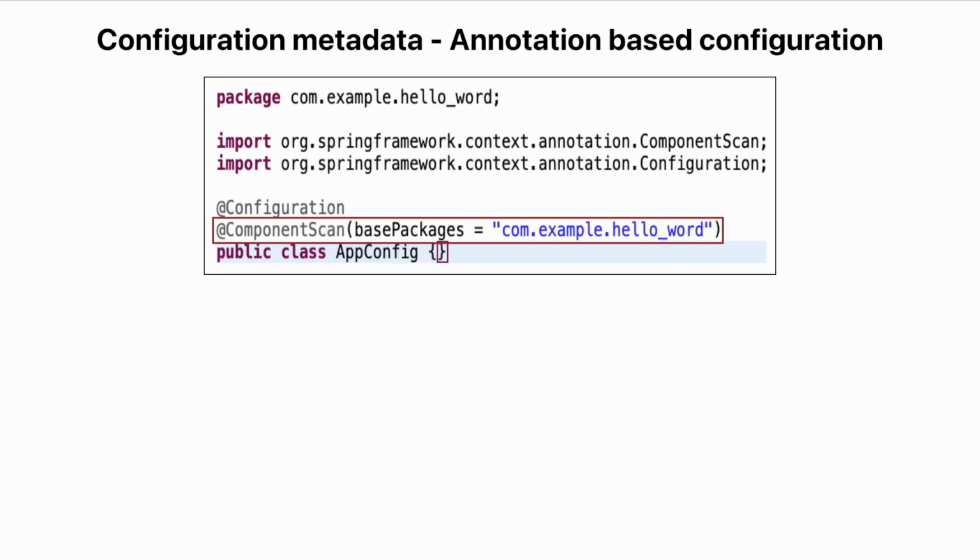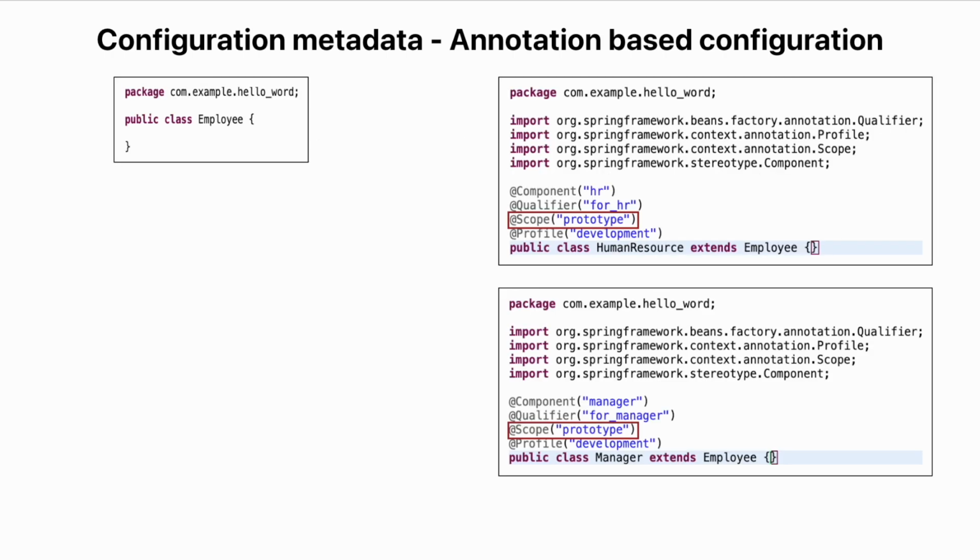For component scan, we have to create a class with configuration annotation and component scan annotation. In the component scan annotation, we have to pass a value for the base packages variable. Filters can be specified in the component scan annotation. Scope can be given using scope annotation and passing the necessary scope name.